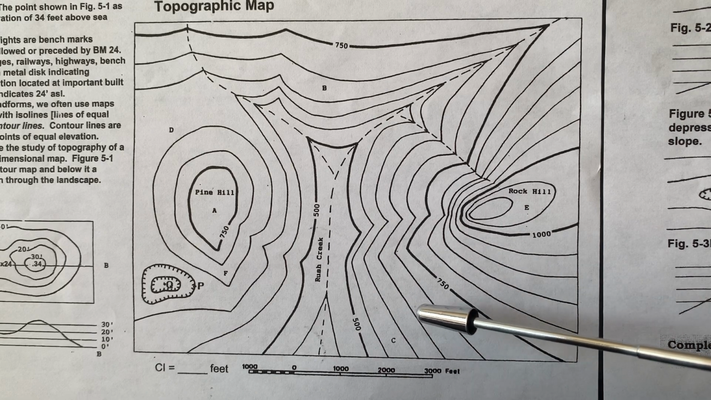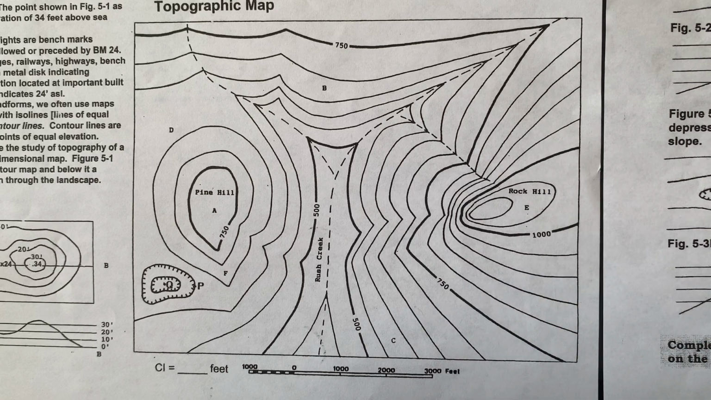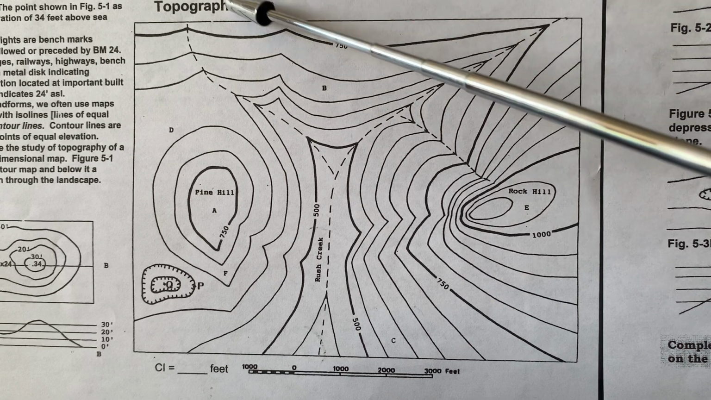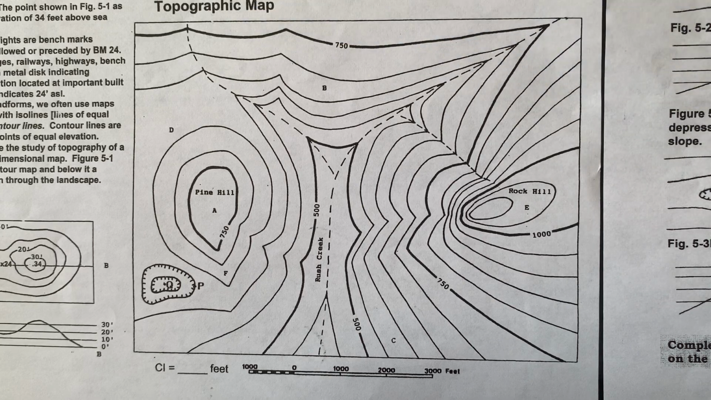Divided by 5 is 50. So the contour interval for this map will be 50. Half a contour will be 25. So here is question 4 on the top. You will see you can put the information. 50 is the contour interval.